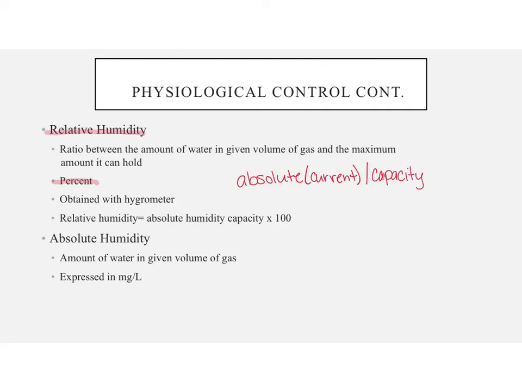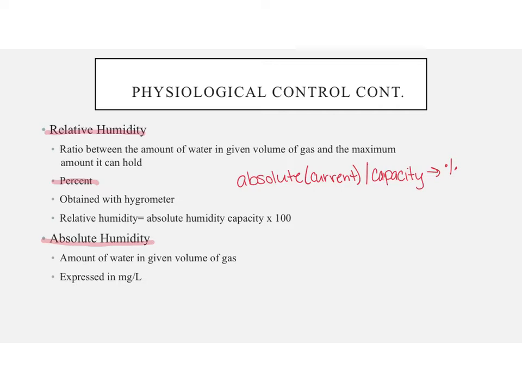And remember, this will be a percentage, so it's going to be a ratio. So absolute humidity is the amount of water in that volume of gas at that given time. So it's the amount or capacity of water in that given gas at its current temperature. It also is measured by a hygrometer.